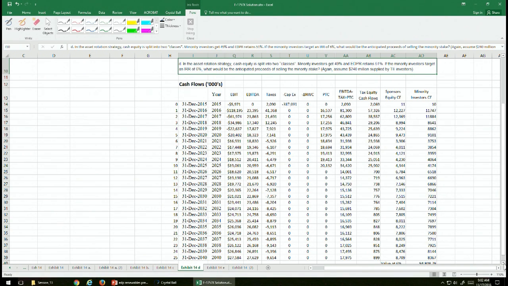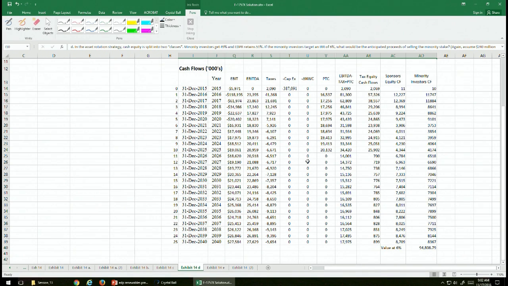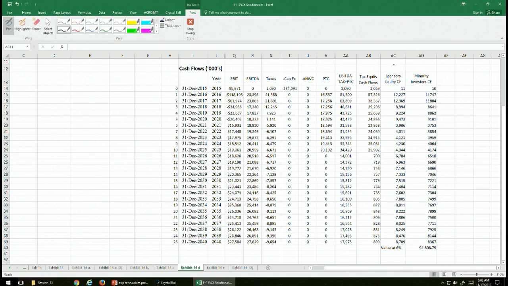Again, they're going to assume that the $240 million is supplied by the tax equity investors, and it will look like this. And the whole idea here is that we just take the sponsors' equity cash flows that we had from question C, part C, and that's just exactly what we had. The minority investors basically wind up getting 49% of this cash flow. So this times 0.49.